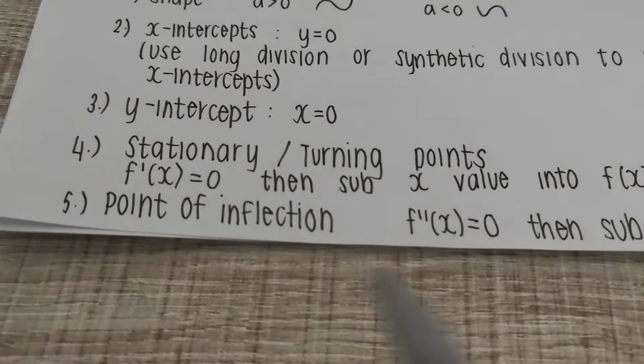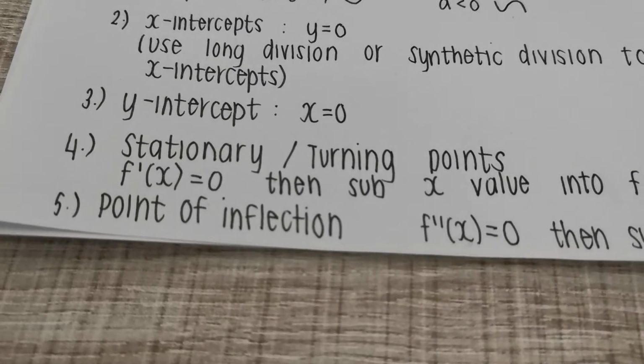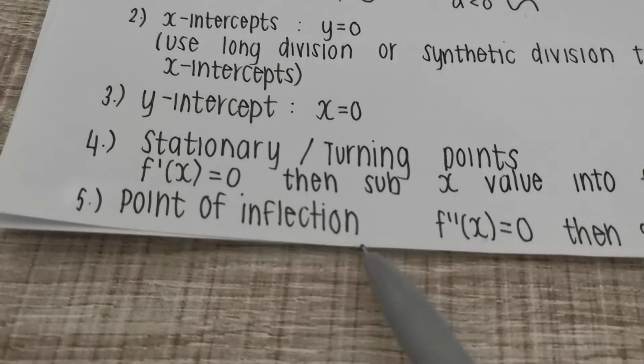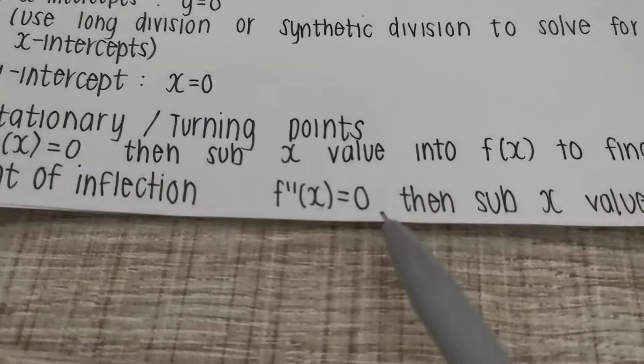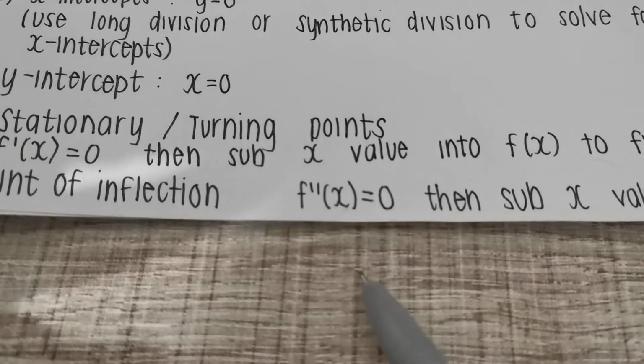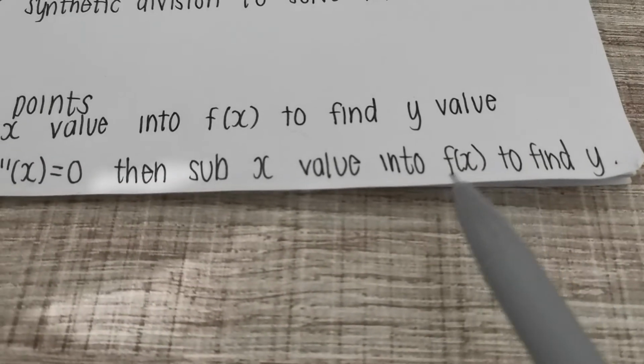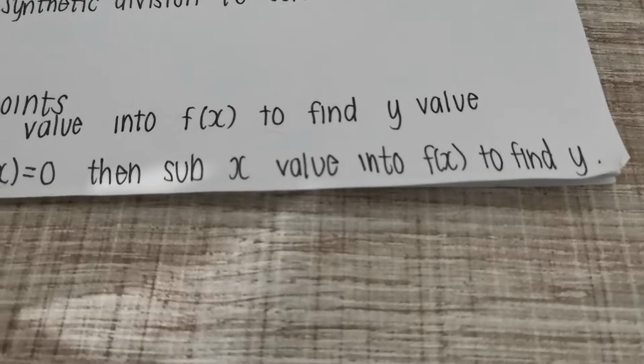Then we look for your point of inflection, and you have to list it for us, or write it down on the graph for us. This is where the second derivative is equal to 0, same as how we did over there. Equate it to 0, find the x value, and then sub into the original equation to find our y value.